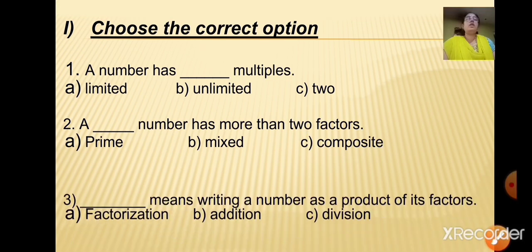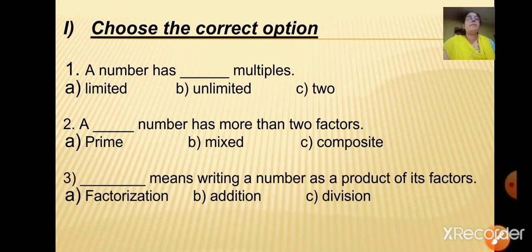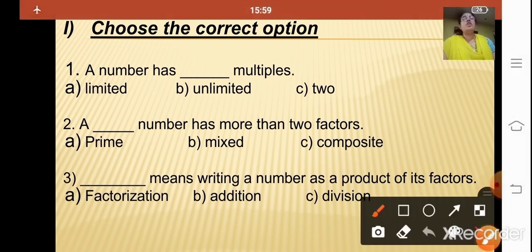Now coming to the third question, dash means writing a number as a product of its factors. Is it factorization, addition or division? So when we write a number as a product of its factors, it is called factorization. So here your answer is A1. So let us see why. A number has unlimited multiples, a composite number has more than 2 factors, and factorization means writing a number as a product of its factors.